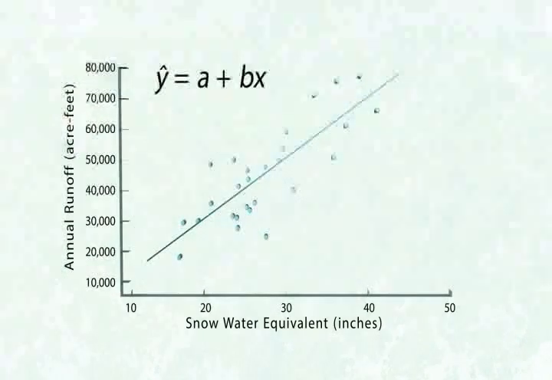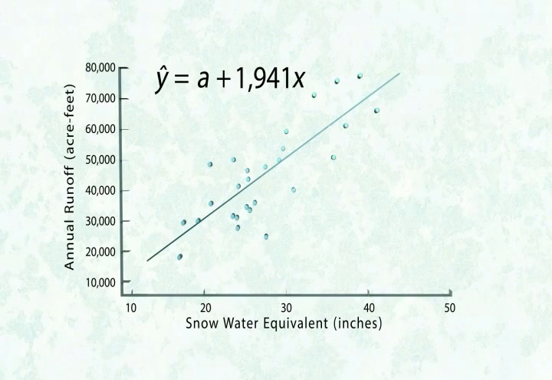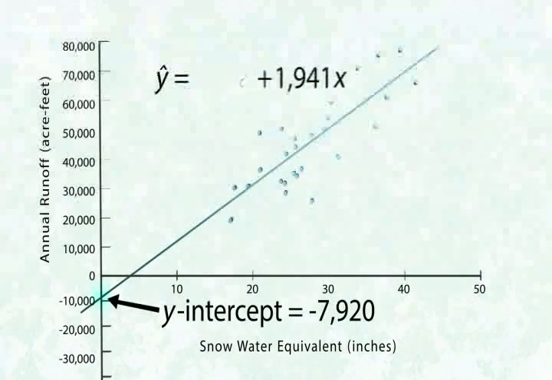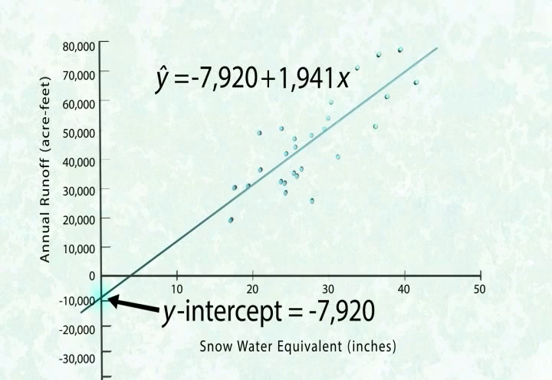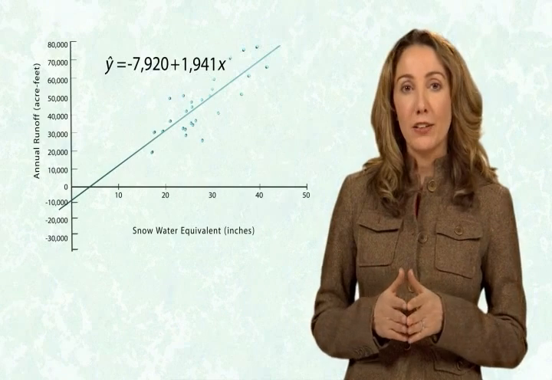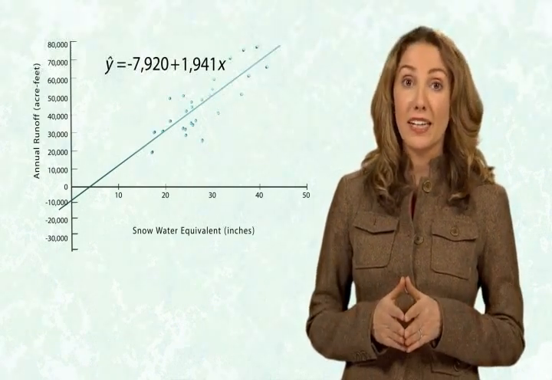Remember, the plotted points are our actual data, and the regression line predicts the y value for any x. Back to the Colorado water data. Statistical software gives us the equation for the regression line. The slope of 1,941 predicts that for every 1-inch increase in snowpack, the runoff increases by 1,941 acre-feet. The y-intercept is negative 7,920, which would seem to say that if the snowpack was 0, the runoff would be around negative 8,000 acre-feet. Obviously, that doesn't make sense, and it's a good reminder that you can't extrapolate from the regression line too far outside the range of the observed data.